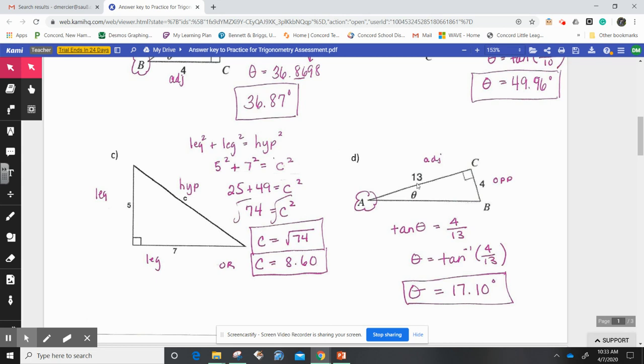Let's see, for the last one, now you have opposite and adjacent. So again, you're going to use tangent because you have the opposite and you have the adjacent. The tangent of that angle is going to equal 4 over 3, so it's going to be the inverse tangent of that, which is 17.10 degrees.